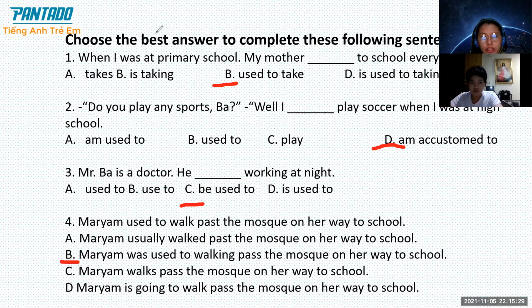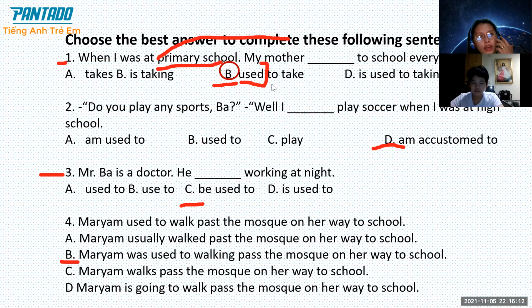So this time, let's try to check your answer. For number 1, teacher will read 1 and 3, and then you're going to read 2 and 4. When I was at primary school, my mother used to take me to school every day. Since when you say primary school, it was grade 1 to grade 4, your answer is correct. We use used to with the past because it was when you were still in primary school. It was in the past.